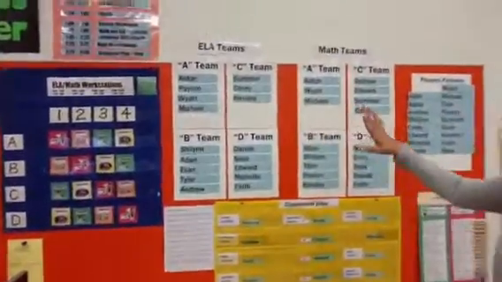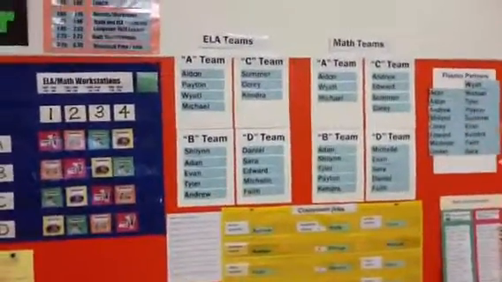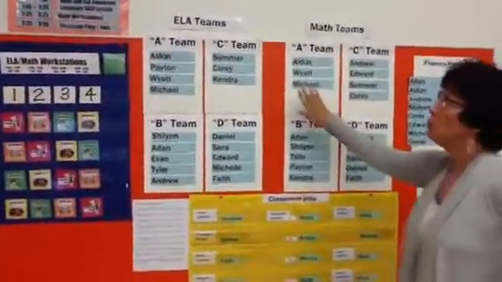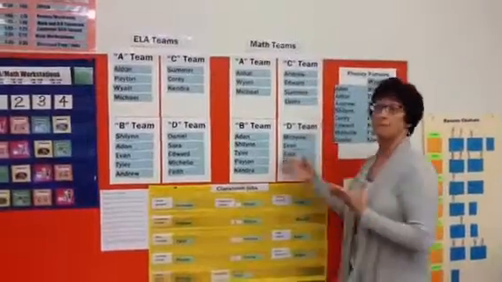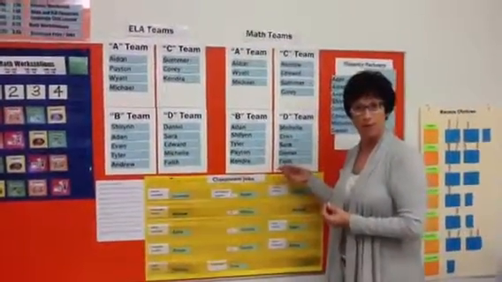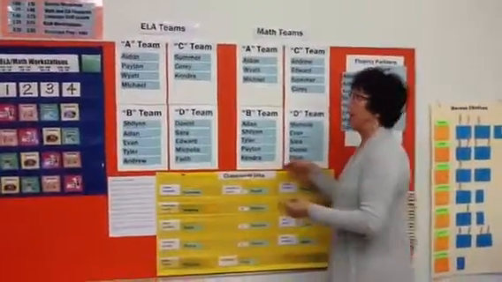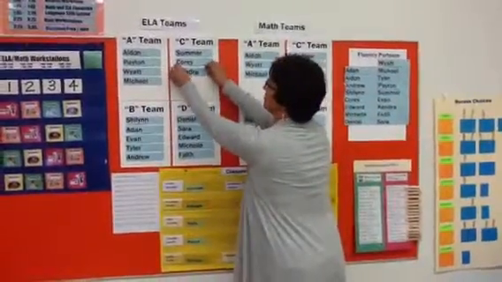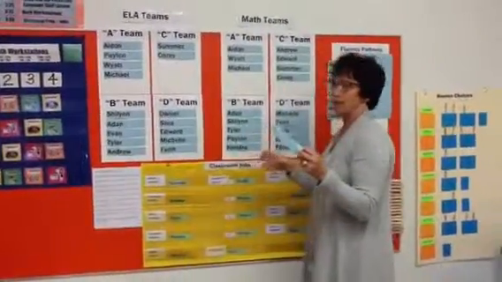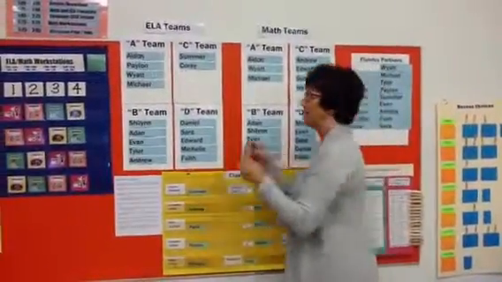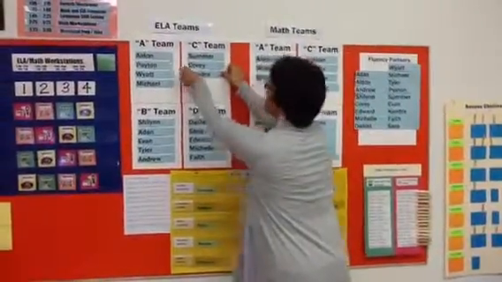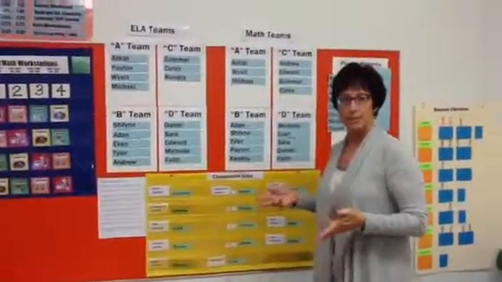The other item that I have on the Business Center are the teams, who belongs on what team. I have separate teams for ELA and for math, because the skills and the ability levels are different from one subject to the next. All of these items are placed on here with sticky tack because they are fluid. Kids can move at any given time from one group to the next, depending on formative assessments that I make.